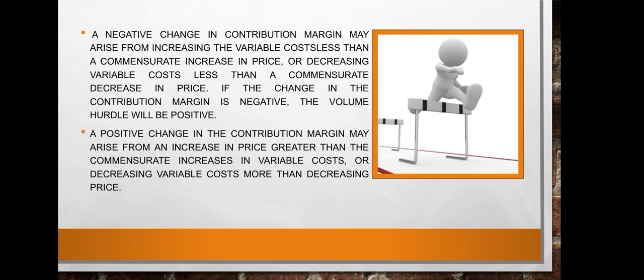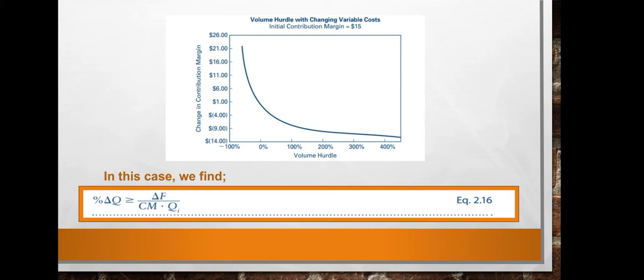A positive change in the contribution margin may arise from an increase in price greater than the commensurate increases in variable costs, or decreasing variable costs more than decreasing the price. So this is an example of a graph showing the relation between the volume hurdle with the changing variable costs. In this case, we find this expression.